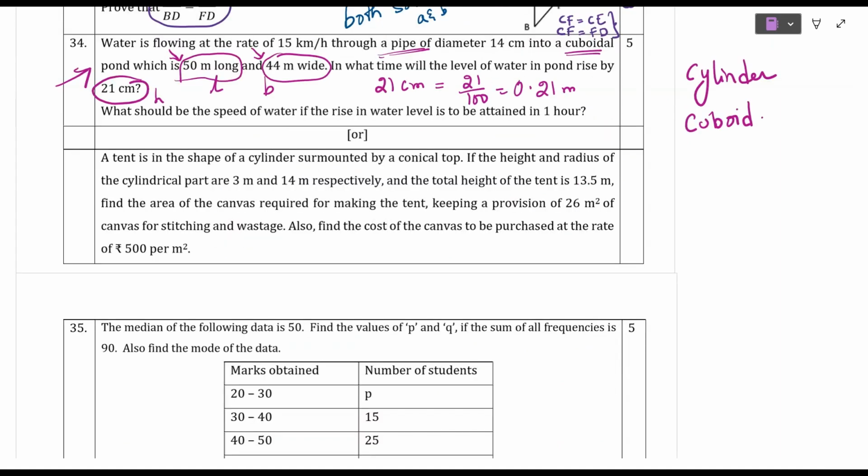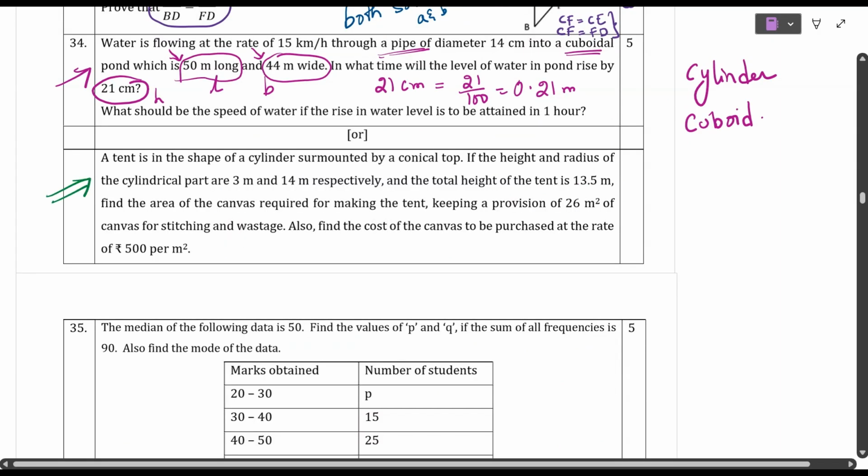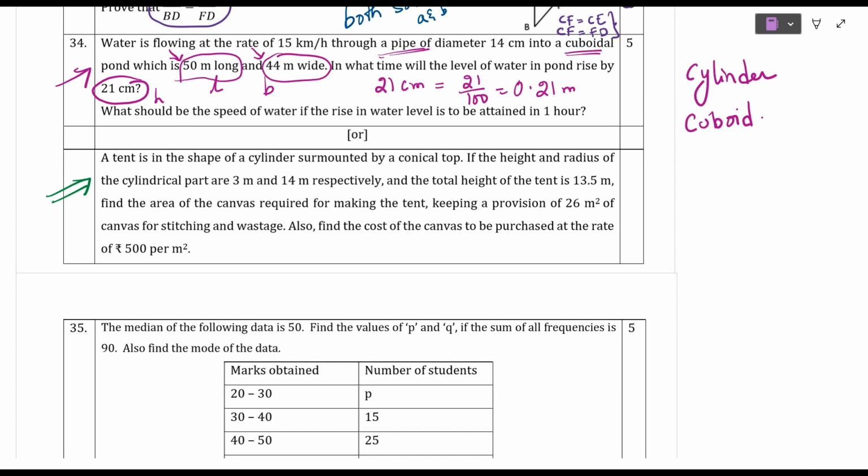Next question, students, optional question. Any one you can do from these both questions, 34th question. I'm going to explain both the questions. So the first one is over. Now the next one: a tent is in the shape of a cylinder. There is a tent and it is in the shape of a cylinder and also surmounted by a conical top. Here, I'm going to draw the diagram, students. There is a cylinder here.